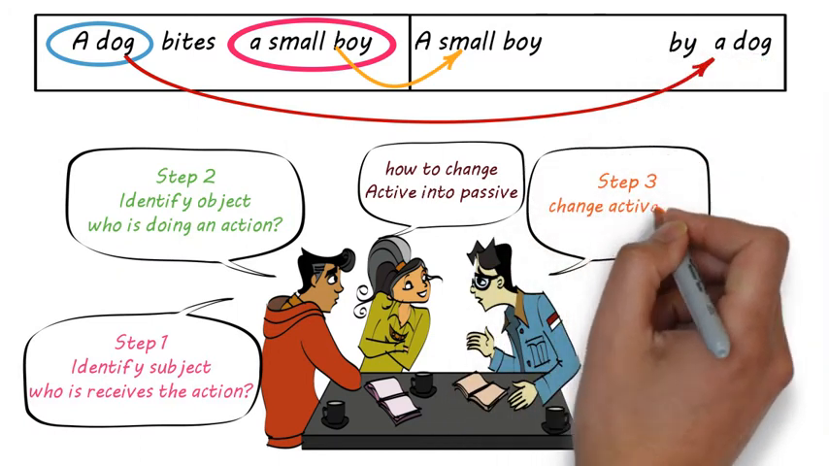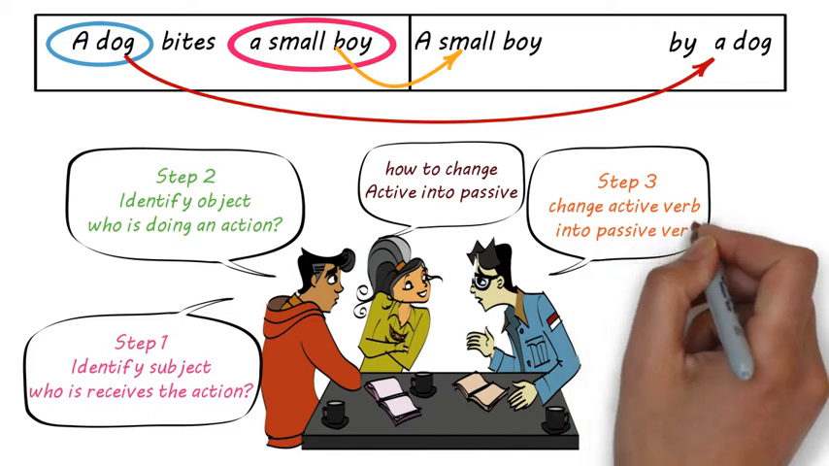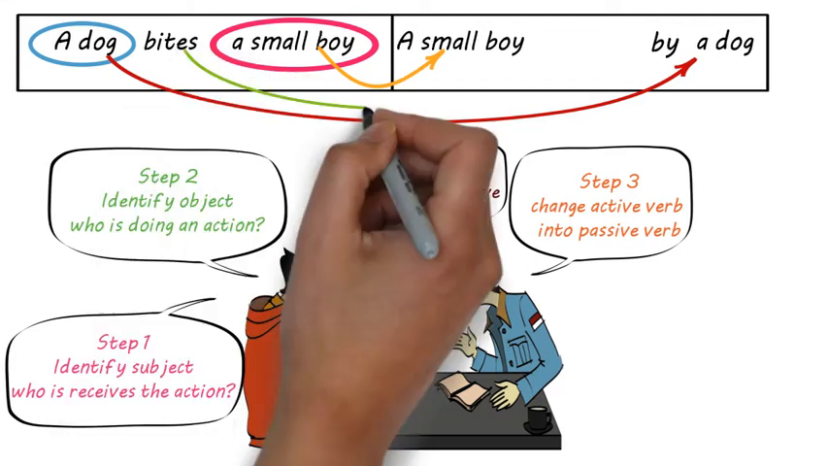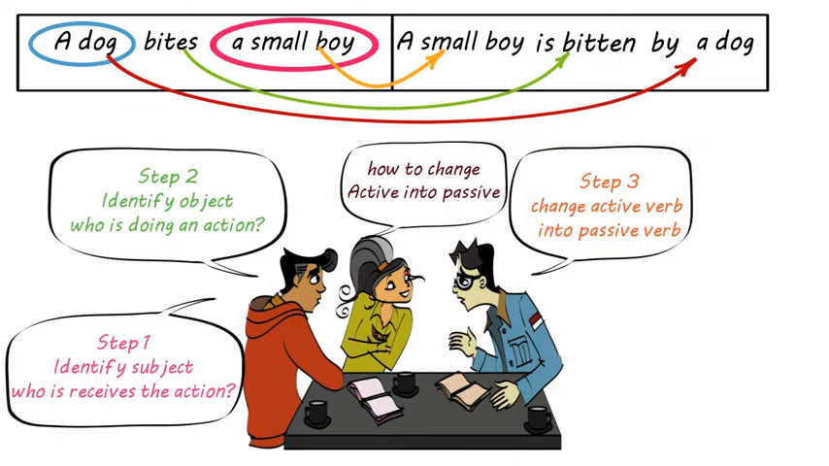Step 3. Change the active verb into a passive verb: to be plus verb 3, or past participle. Use the verb to be in the same tense as the main verb of the active sentence. The passive voice is formed by using a form of the auxiliary verb be: am, is, are, was, were, being, been, followed by the past participle, or verb 3, of the main verb.